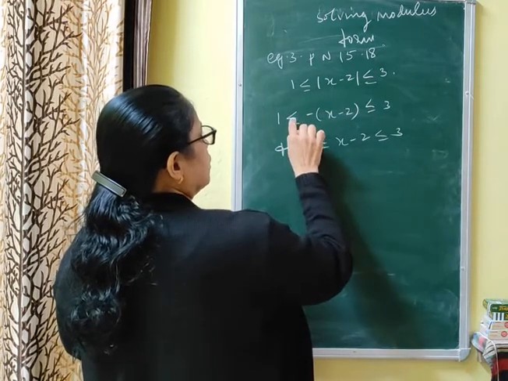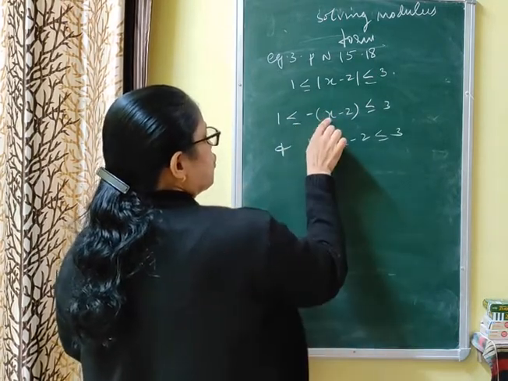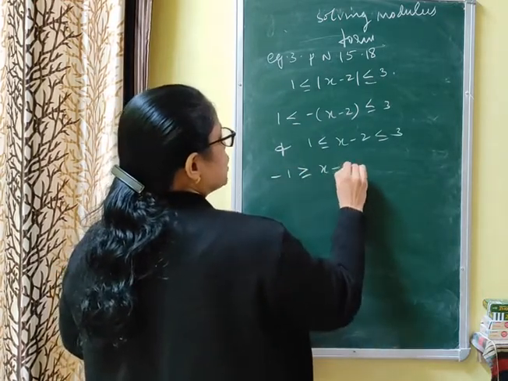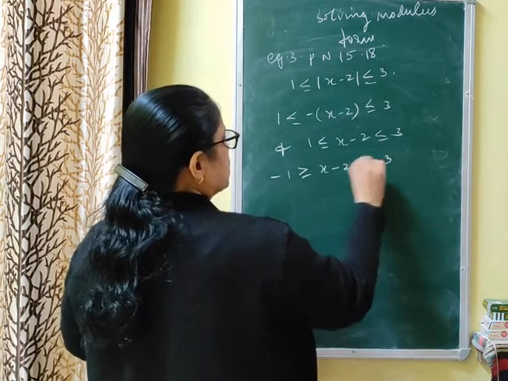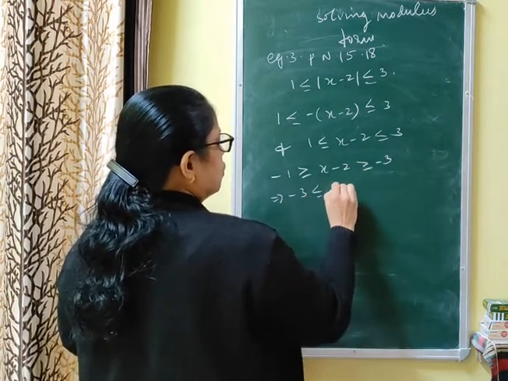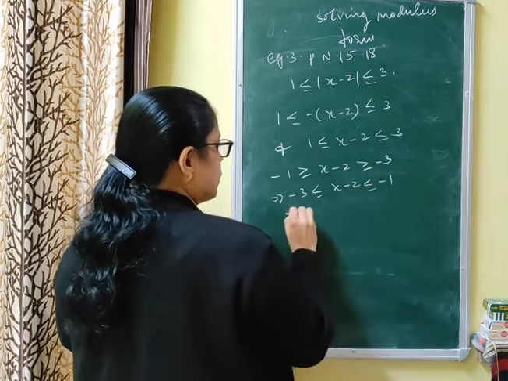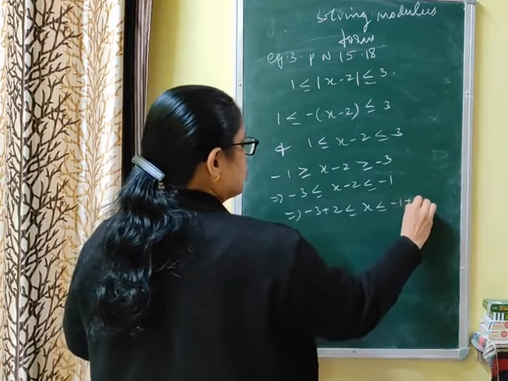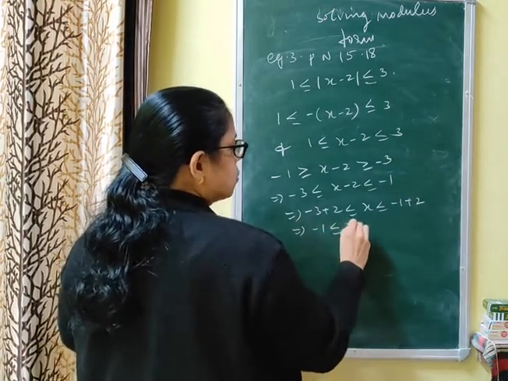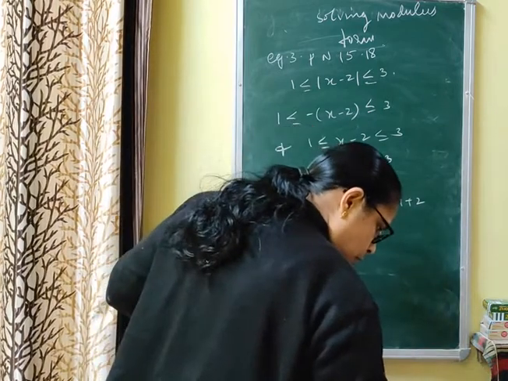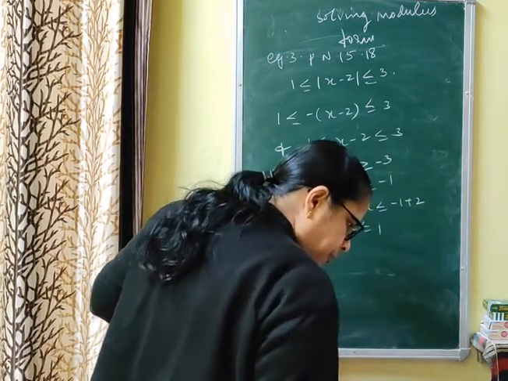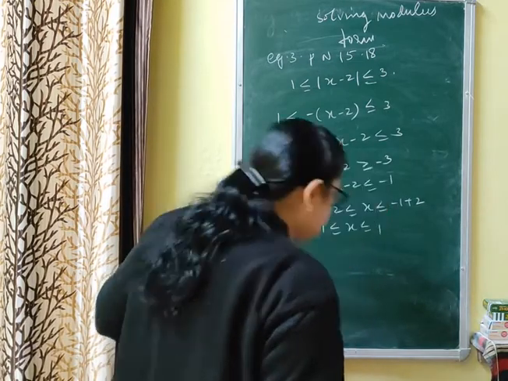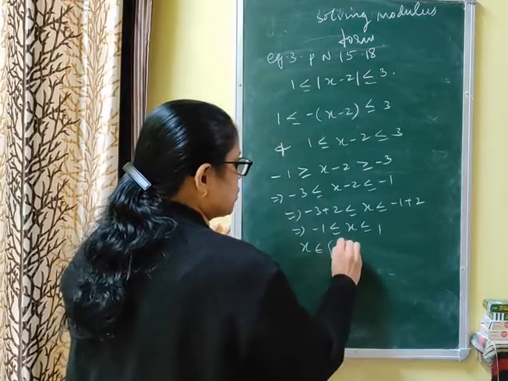By multiplying the first inequality by minus sign, because we want positive sign with x, minus 1, this just gets reversed, greater than or equal to x minus 2 greater than or equal to minus 3. That implies minus 3 less than or equal to x minus 2 less than or equal to minus 1, implies minus 3 plus 2 less than or equal to x less than or equal to minus 1 plus 2. That implies minus 1 less than or equal to x less than or equal to 1. That is one solution you will get. This means x belongs to minus 1 to 1.